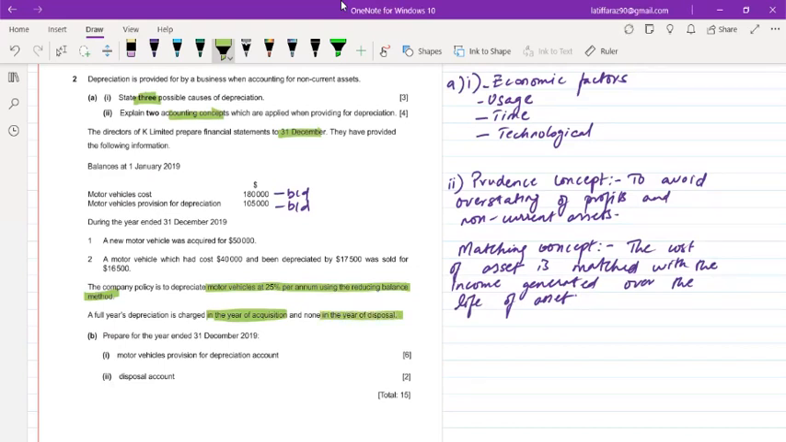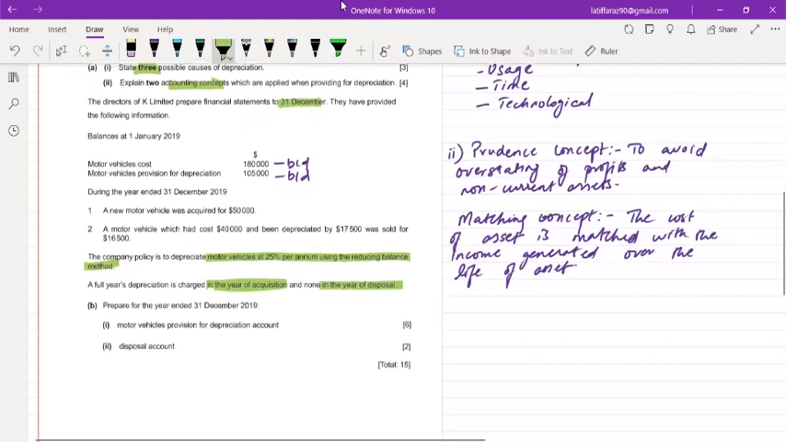So whenever machinery or a motor vehicle or an asset is purchased by this company, the policy is that a full year's depreciation will be charged in the year of purchase, whether it is purchased at the start of the year or at the end of the year. And no depreciation will be charged in the year of disposal, which means if it is sold at the end of the year or at the start of the year, that year no depreciation will be charged.